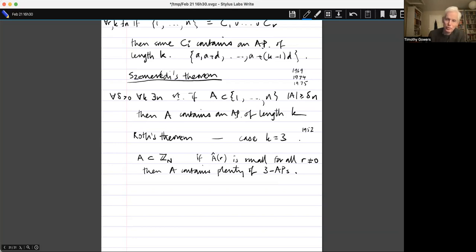The proof is going to split into two cases, and one case will be that if this hypothesis holds, then we get plenty of arithmetic progressions of length 3. In the other situation there will exist some non-zero r such that A hat r is not small, and then we will use that information to find a long arithmetic progression inside which A is a little bit denser. And then we'll iterate that argument. It's a little bit complicated because that slightly denser set will live inside a progression and not inside a cyclic group. That's a little technicality that we're going to deal with quite soon.